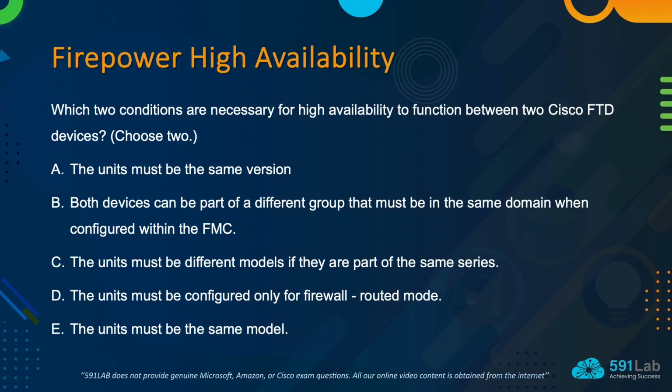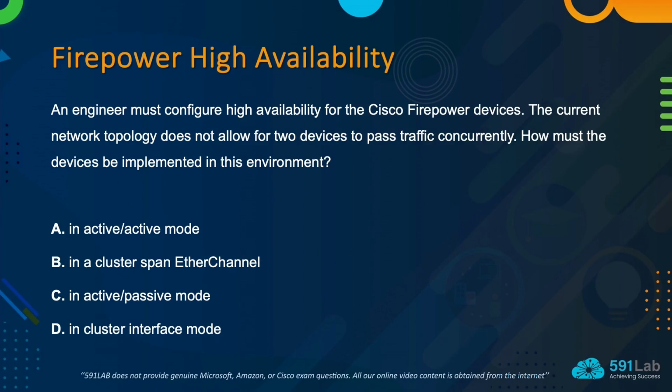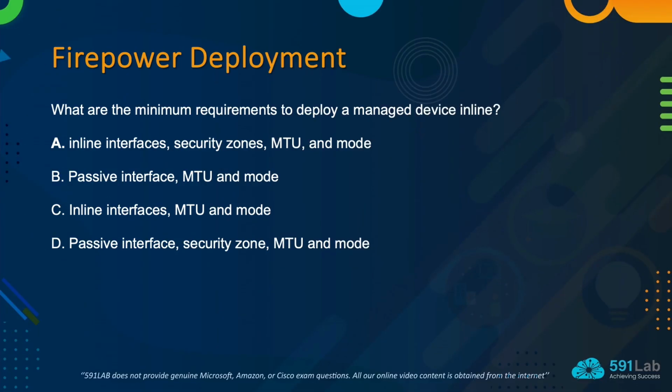The first question is, which two conditions are necessary for high availability to function between two Cisco FTD devices? The second question is, an engineer must configure high availability for the Cisco Firepower Threat Defense devices. The current network topology does not allow for two devices to pass traffic concurrently. How must the devices be implemented in this environment? The third question is, what are the minimum requirements to deploy a managed device inline?